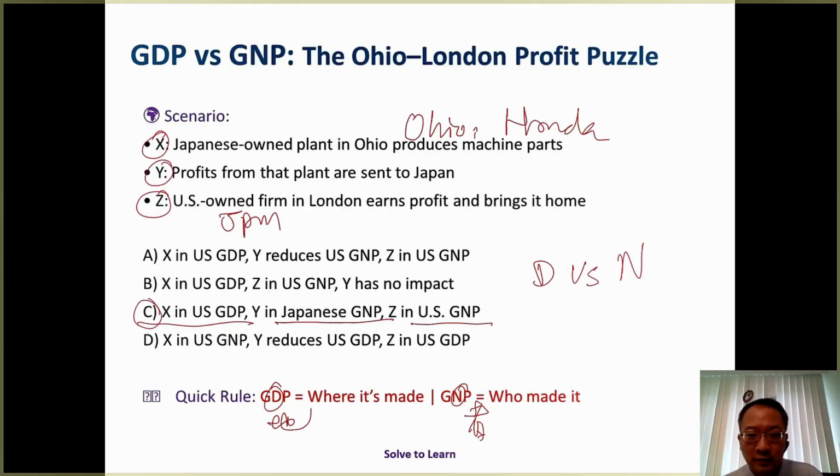I hope that through this presentation, everyone can have a clearer understanding that GDP is really about productivity, while GNP is about the producer. These two concepts are actually very easy to understand. With this basic understanding, you can use analogies to tackle questions about GDP and GNP.